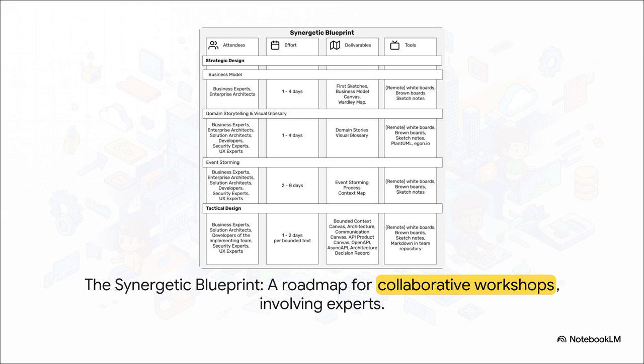This is the synergistic blueprint. And just look at who's involved at each stage. You've got business experts, architects, developers, security folks, UX experts. It's a literal roadmap for collaboration, taking you from high-level business ideas all the way down to the nitty-gritty API definitions. This process makes sure the API actually serves the business and is practical to build.